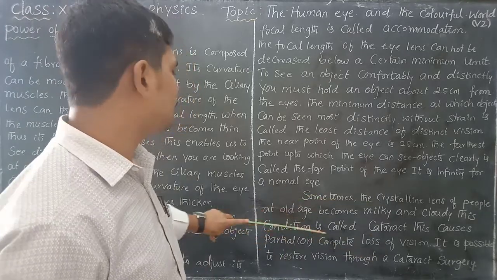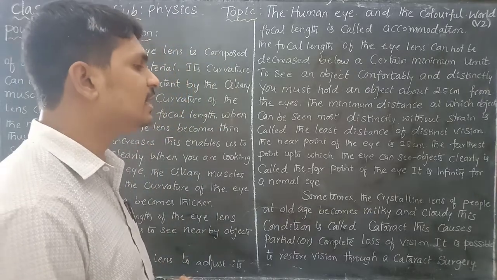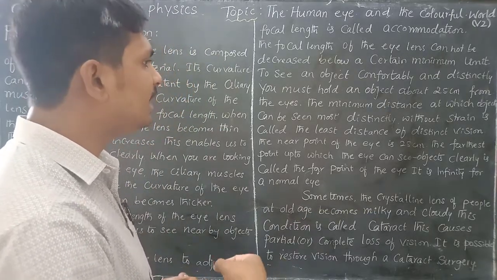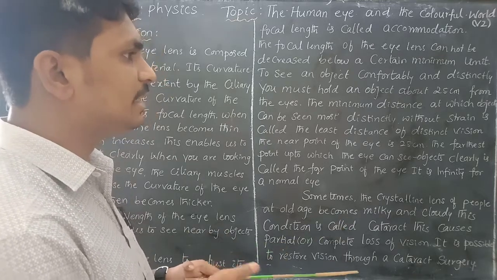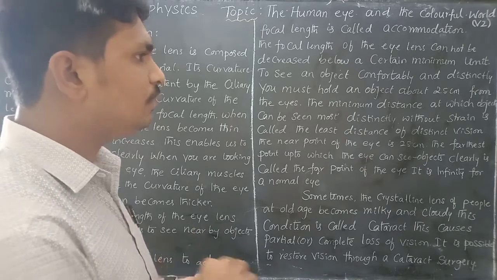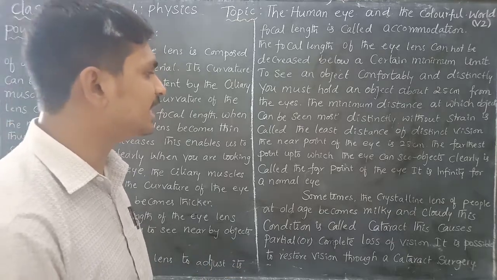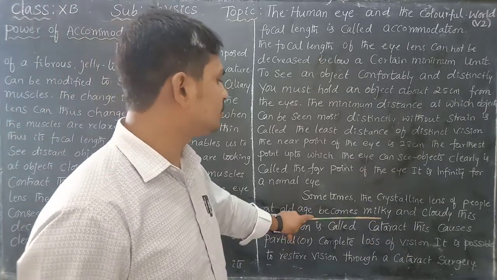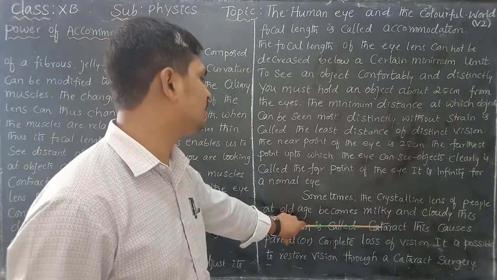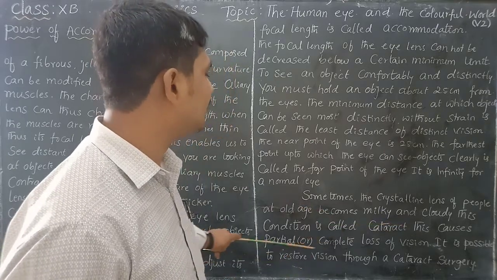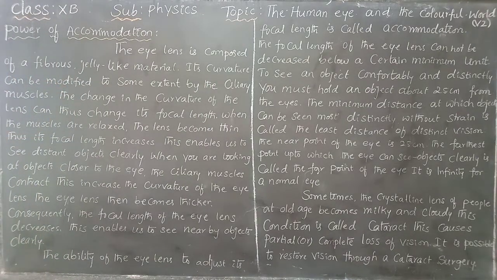Sometimes the crystalline lens of people at old age becomes milky and cloudy, because it is made up of proteins and more proteins overlap. Initially the crystalline lens is transparent. Due to old age, it becomes opaque, so light cannot travel through the lens. Then it becomes milky and cloudy. This condition is called cataract. This causes partial or complete loss of vision.